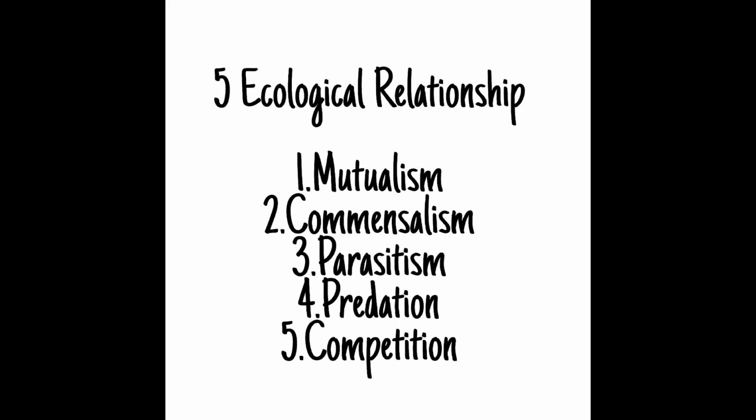And again, these are the 5 ecological relationships found in our ecosystem: mutualism, commensalism, parasitism, predation, and competition.